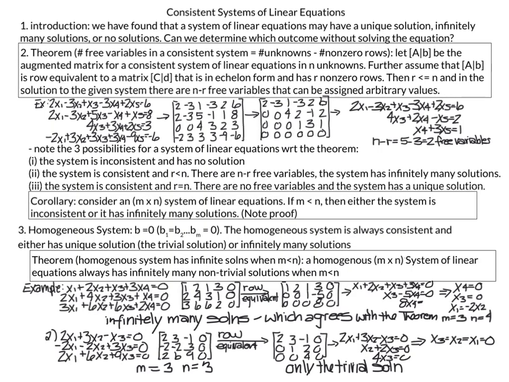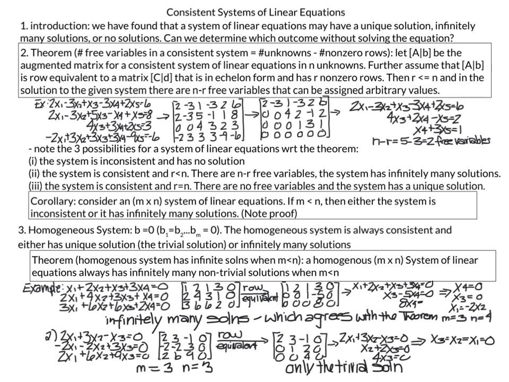Now we've covered the main topics, actually that went pretty fast, of our consistent systems of linear equations. So our goal was to determine which of the three outcomes, no solution, infinitely many solutions, or a unique solution, would occur without actually having to solve the equation. First we had this theorem that told us the number of free variables in a consistent system is equal to the number of unknowns minus the number of non-zero rows. And we had this example here that we worked out.